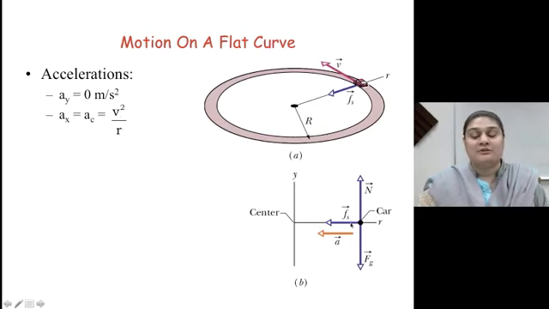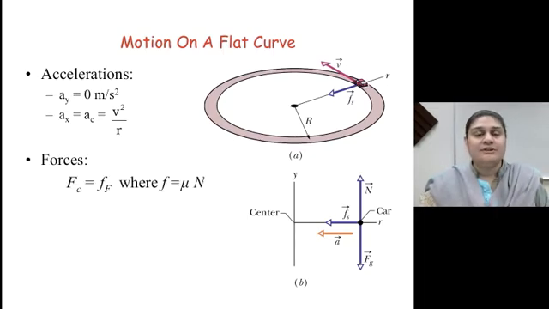So if you were to draw a free body diagram of this, the forces on the car are going to be the frictional force that acts inwards, the acceleration that acts inwards, the normal force that acts upwards, and the force of gravity, which is the weight of the car pulling it downwards. Now, in terms of frictional forces, the only force that's acting on it is the frictional force. So centripetal force is equal to the static friction.